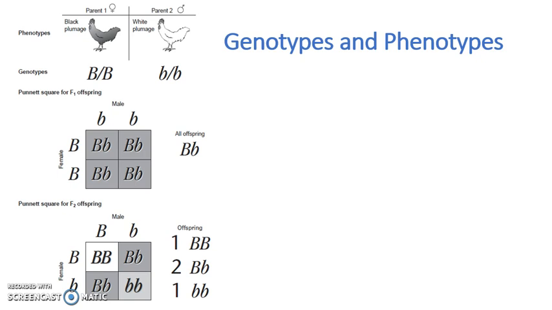Now, we're going to be looking at the different types of inheritance we could have for the alleles shown here. There are two different alleles, big B and little b. Parent 1 is homozygous big B, and the other parent, the male, is little b. We also have phenotypes: black plumage versus white plumage.